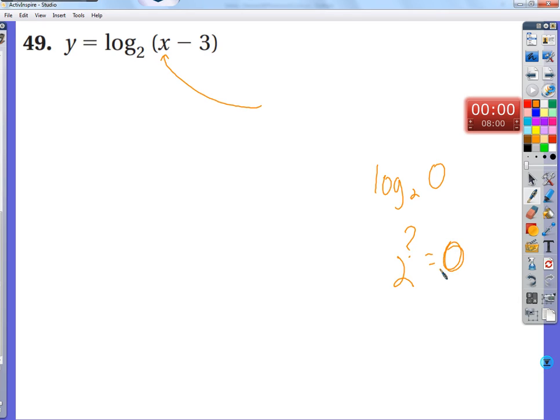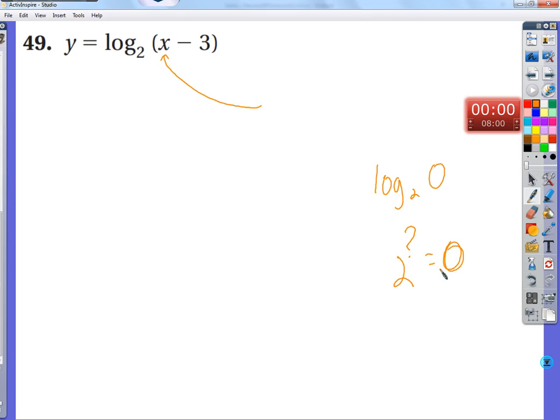So 2 to the something is 0? No, that's impossible. 2 to the -1 is just 1/2. 2 to the -2 is just 1/4. 2 to the -5 is just 1/32. None of these numbers are 0. They're getting close, but they're not 0. So that means that x can't be 3, and x can't be anything less than 3.